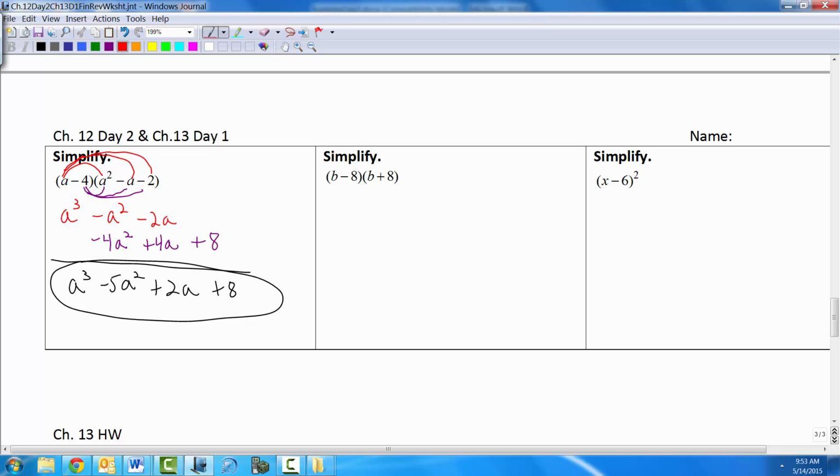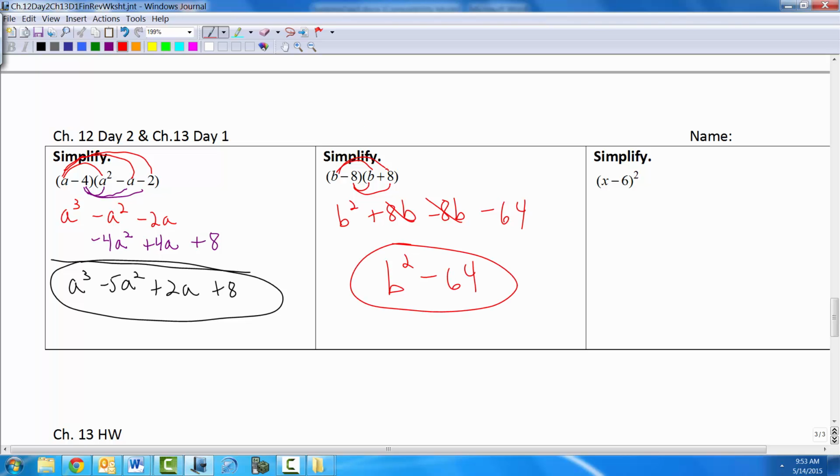6 multiplications. Then this one's just one of those special cases. B times b is b squared. This is positive 8b, but this is negative 8b. Right? And then don't forget the last one, negative 64. This is a case where the middle term cancels. Now, I don't want to do this, but I am. That's the answer to multiply or simplify.